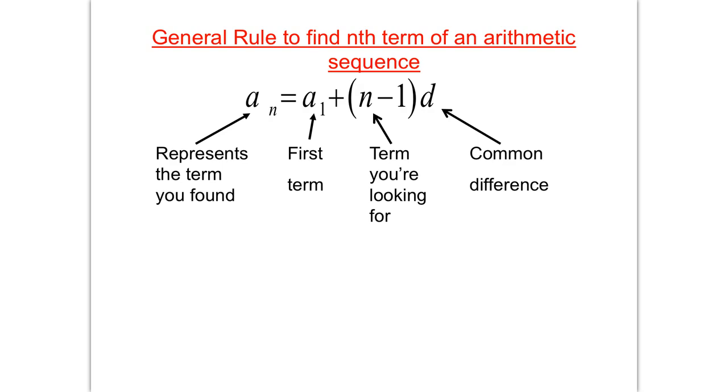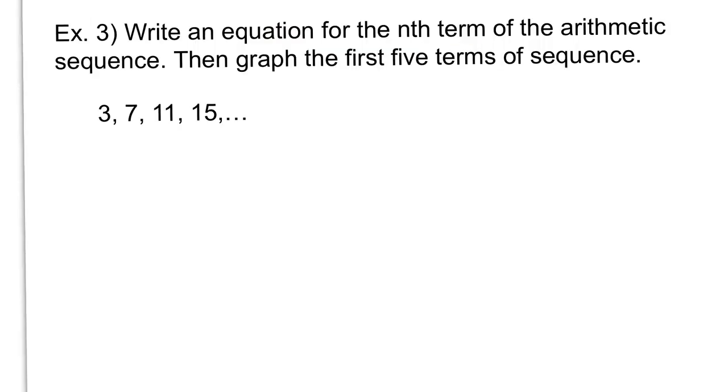So that's what we're going to use. We are going to use the formula to find a specific term, and then I'm going to show you guys how we can relate that to a linear function. Example number 3 says, write an equation for the nth term of the arithmetic sequence, then graph the first 5 terms of the sequence.